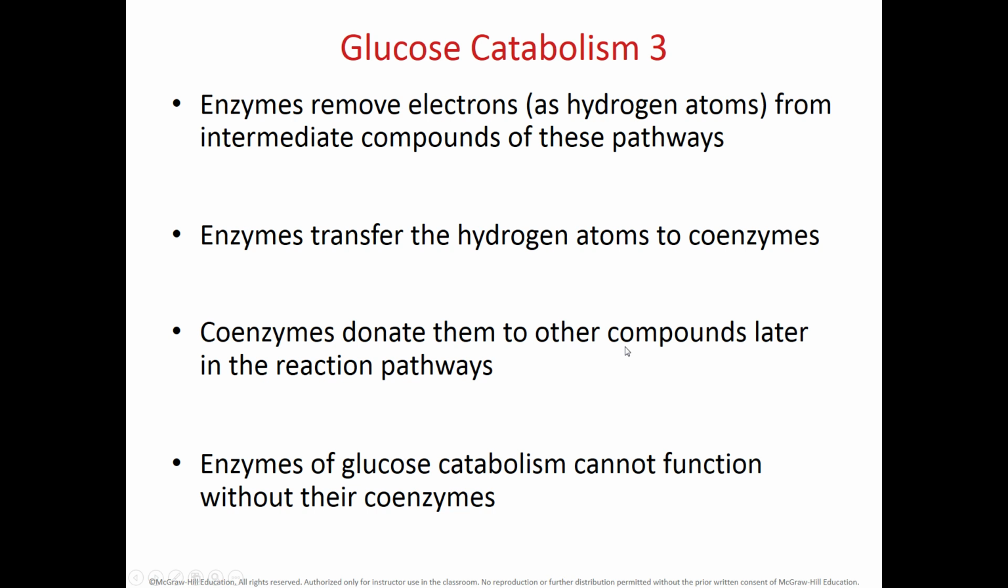Now we have these hydrogen ions carried by NAD, and this NADH is going to transfer these hydrogen ions to coenzymes. And then these coenzymes are going to bring these hydrogen ions into other compounds that are going to ultimately generate more ATP. Now, in general, these enzymes in glucose metabolism cannot work without these coenzymes.